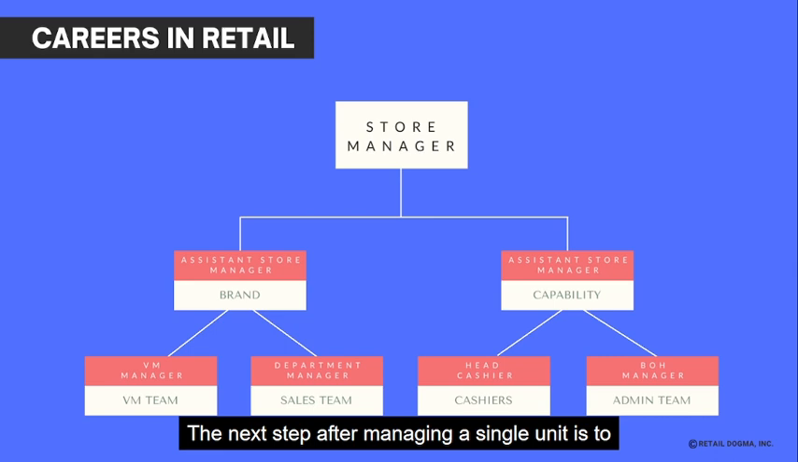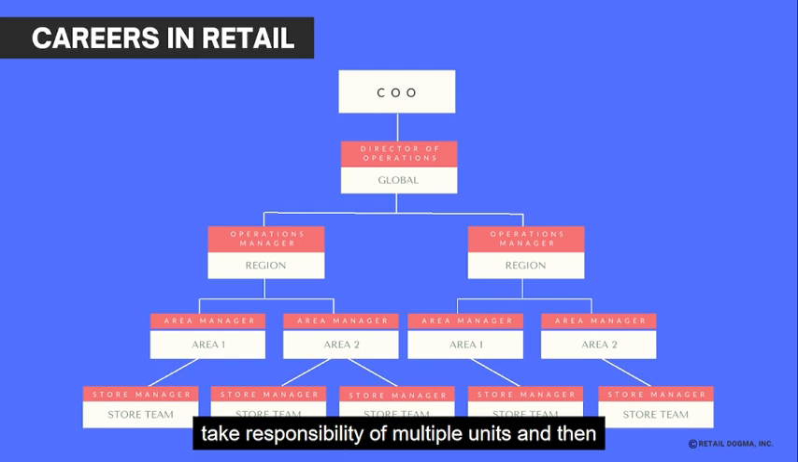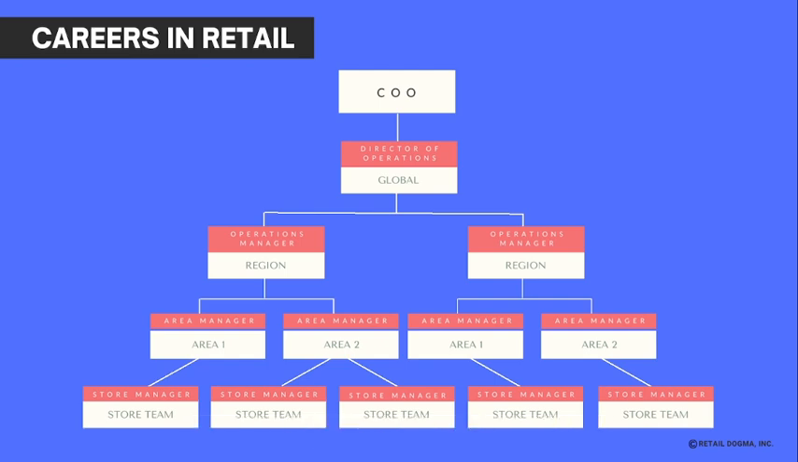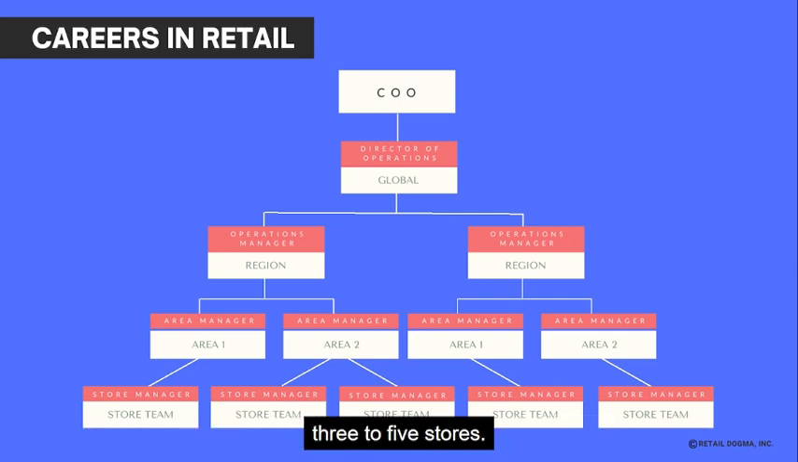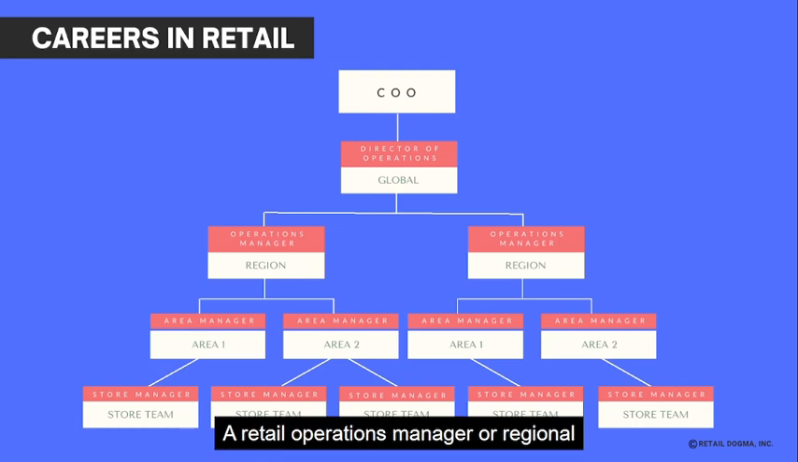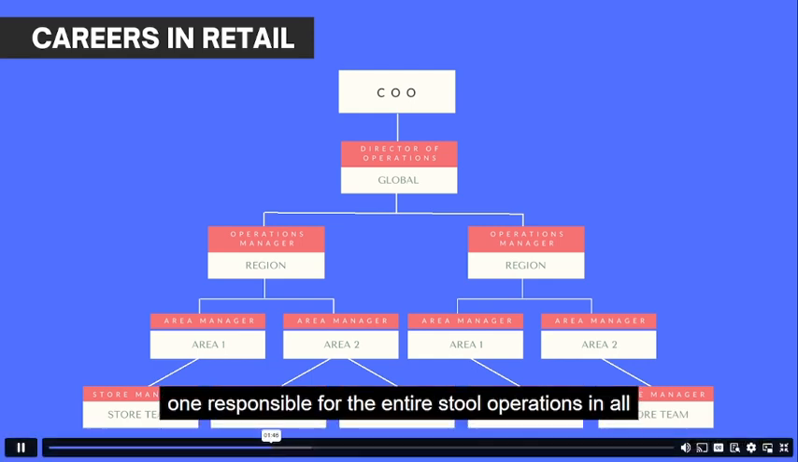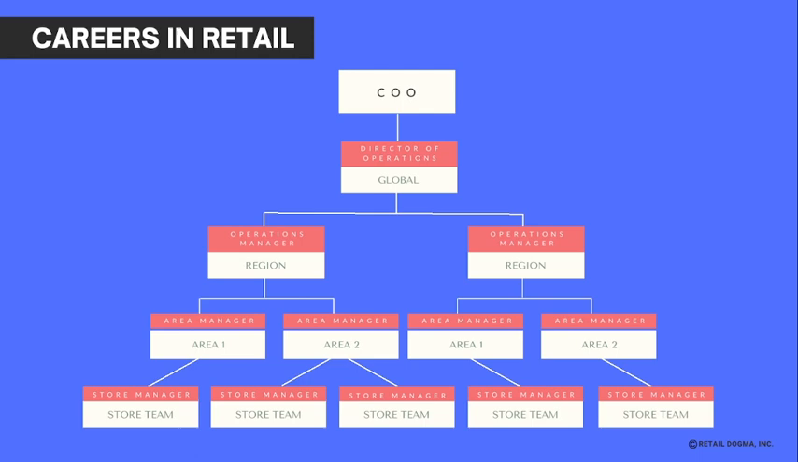The next step after managing a single unit is to take responsibility of multiple units and then officially become an area manager or district manager. Typically, a district manager is responsible for 3 to 5 stores. A retail operations manager or regional manager manages multiple districts through their respective district managers. And finally, the director of operations is the one responsible for the entire store operations in all regions.